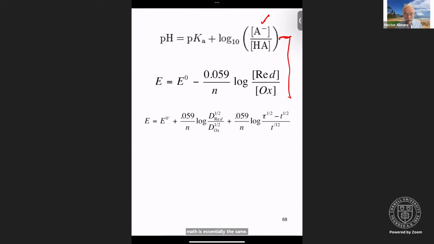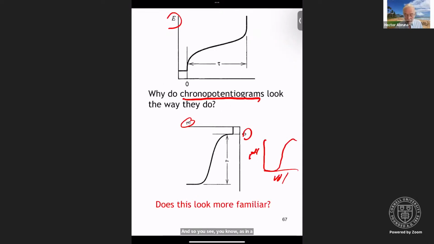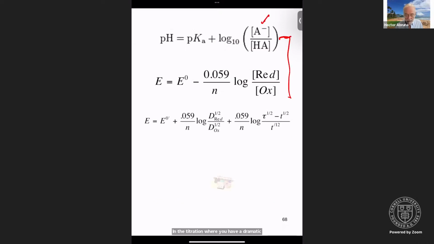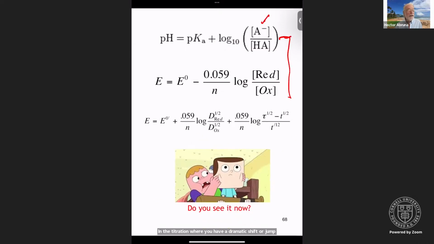And so you see, as in a titration curve, the pH initially doesn't change very much, and all of a sudden it takes a jump. Here, the potential stays more or less the same and then jumps, because here you basically have the ratio of ox to red controlling the potential. When you run out of one of them, then you really jump. You can think of this as the equivalence point when you're charging or discharging, the same way that this would be the equivalence point in a titration where you have a dramatic shift or jump in pH. And so hopefully you see it now, okay?